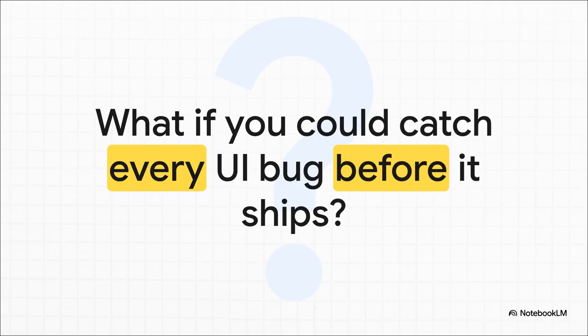So, when you put it all together, this isn't just a small update, it's a fundamental shift in how we can build high-quality UIs. It really leaves you with one big question to chew on. What would it mean for you and your team if you could actually catch every single UI bug, functional, visual, and accessibility, before it ever even thinks about shipping to production?